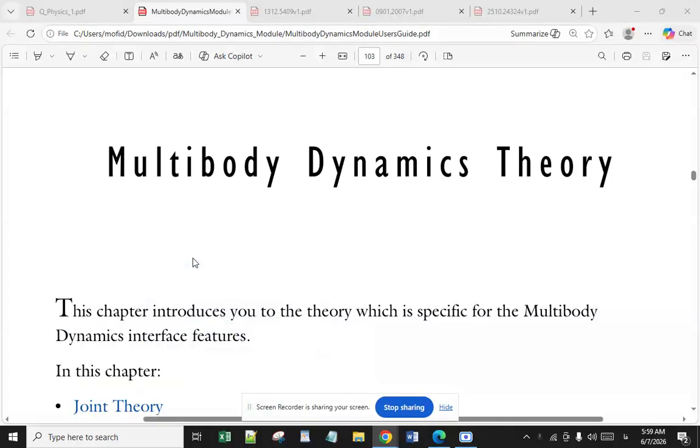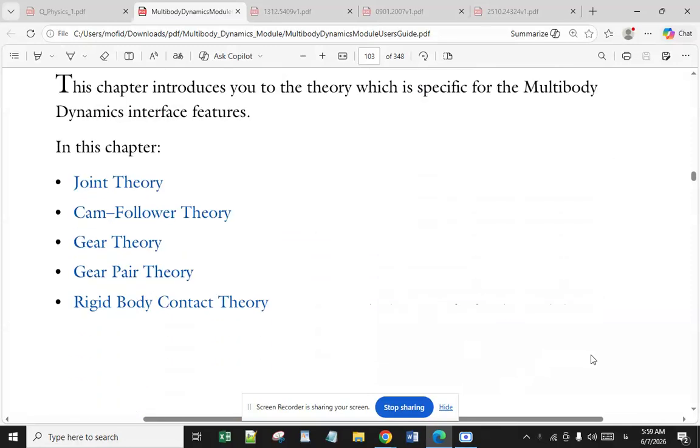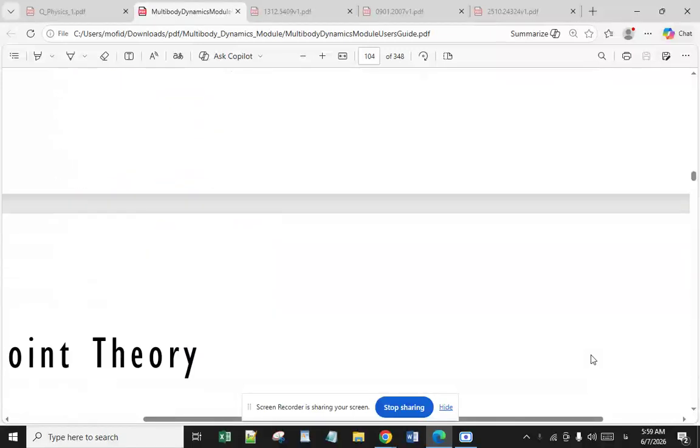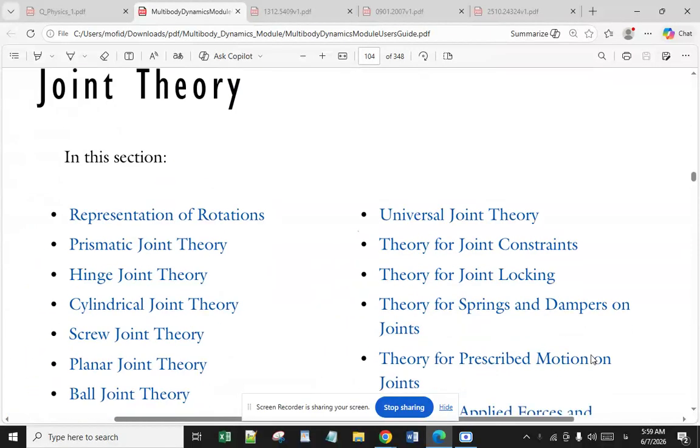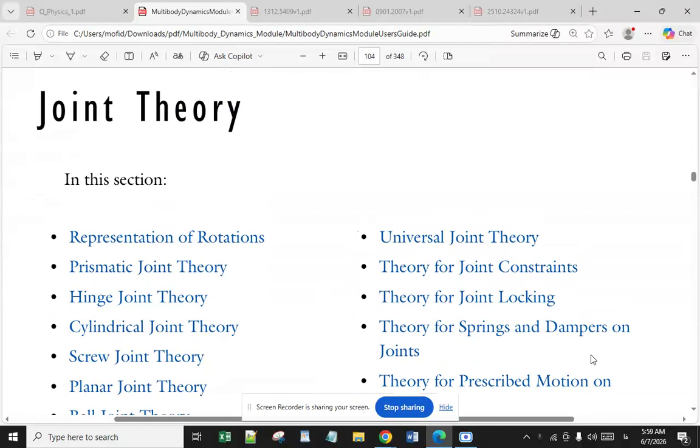In the name of Almighty God, I'm Master Sankosha, and today I want to talk about multibody dynamics theory. This chapter introduces you to the theory, which is specific for the multibody dynamics interface features. In this chapter, we want to go through joint theory, cam follower theory, gear pair theory, and rigid body contact theory. Now I want to go through the first section, joint theory.